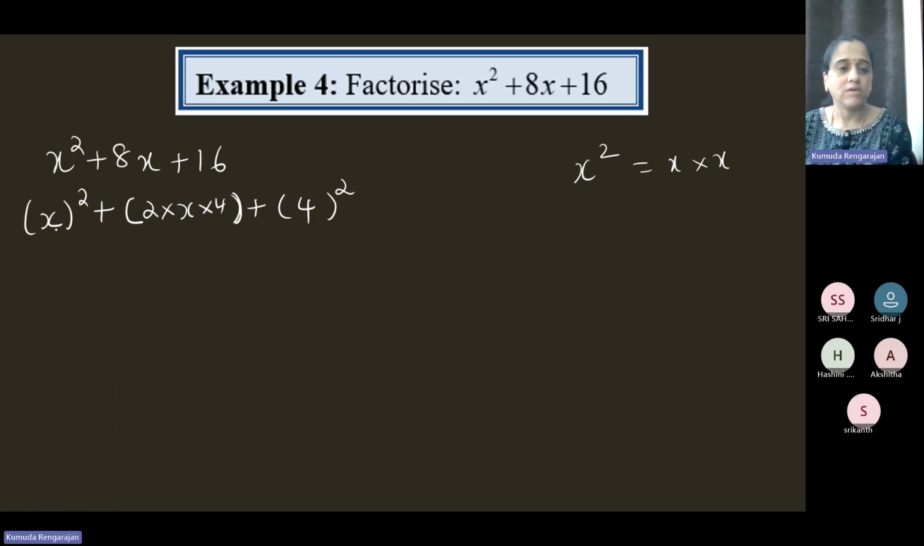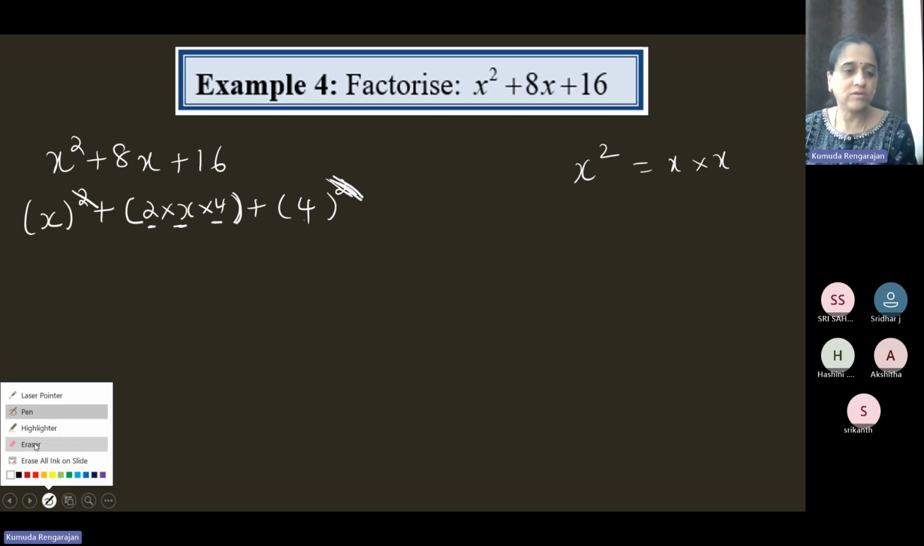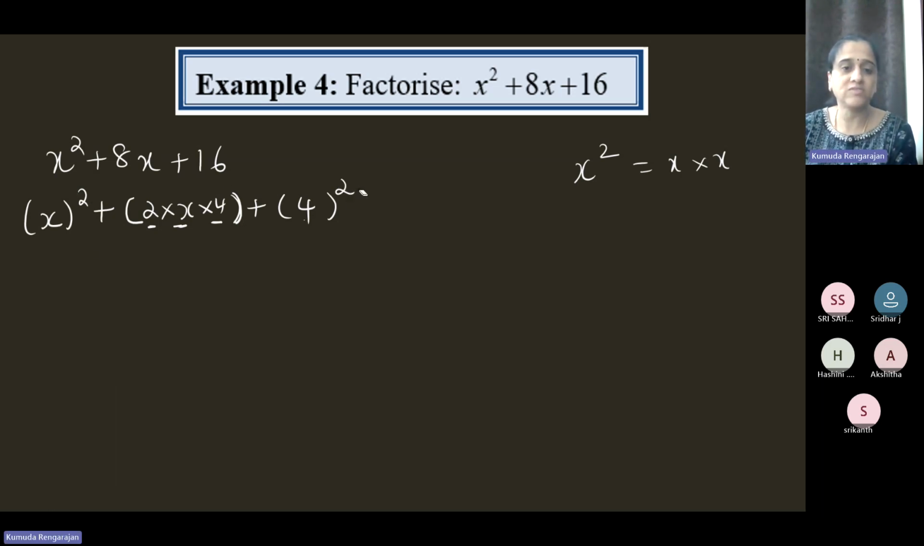So x the whole square plus 4 the whole square. Read it without the square. This is a, x is a. Read it without the square because this is b square; don't see the square. So 4 is b. So 2 into a, x, and b, 4. Now check if you're getting the expression given in the question. Yes, ma'am. X square, 16, and then 2 4s are 8x. Perfect. This is of the form a square plus 2ab plus b square.